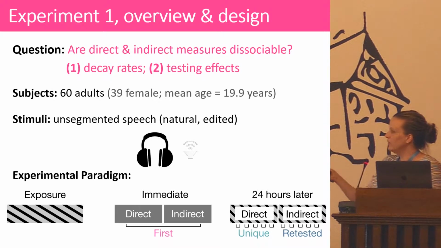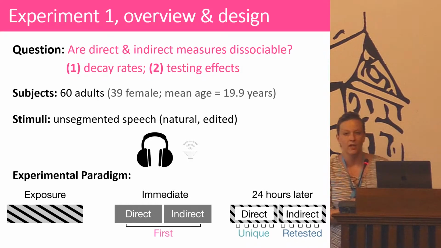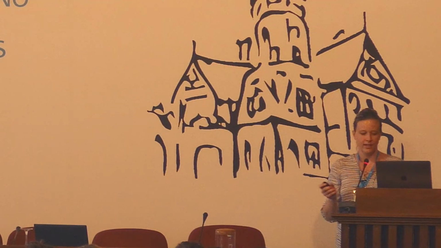And crucially, during this initial test anyway, we only tested half of the information that they were exposed to. And then they came back 24 hours later, and they completed the full test. So first, again, the direct test, followed by the indirect test. And they were interleaved with unique and retested information, right? So half of the information they experienced during this delayed test was information they had been tested on before, and half was entirely unique. They hadn't been tested on it.